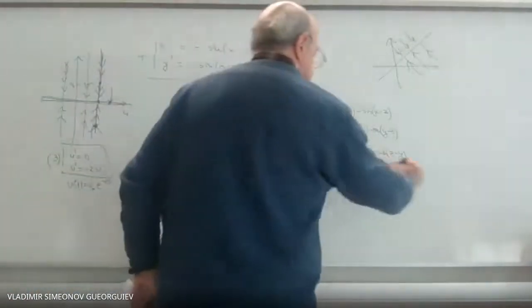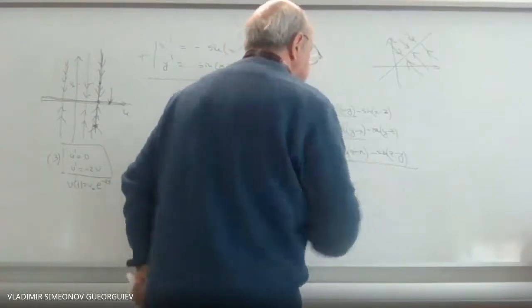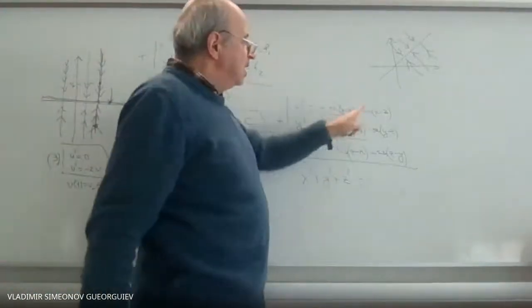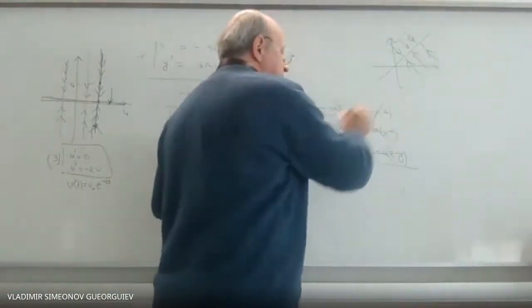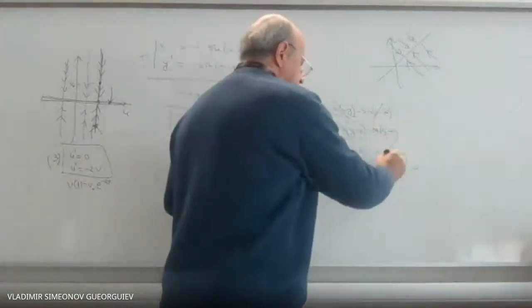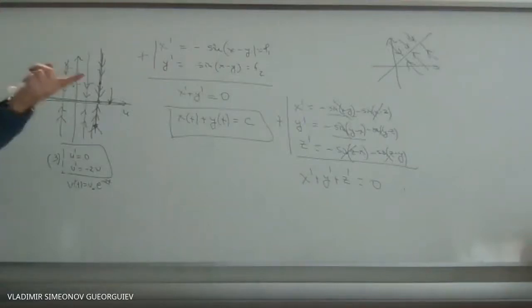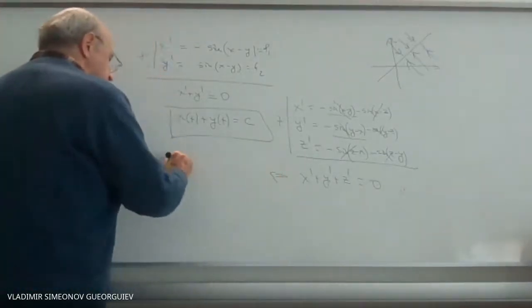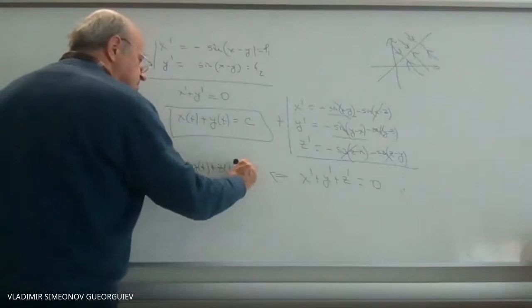We shall have x prime plus y prime plus zeta prime is equal. This cancels with this. x minus zeta, this is zeta minus x. So these two cancel. And again, we have cancellation of these. So this is important: the sum of the phases is a constant. And this is a very important thing for Kuramoto. So we can say in this case, x(t) plus y(t) plus zeta(t) is equal to a constant.